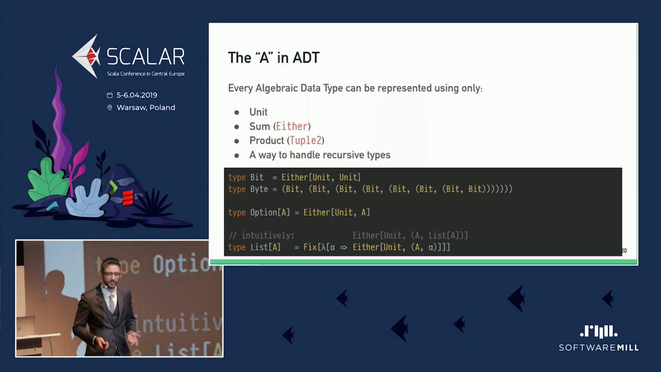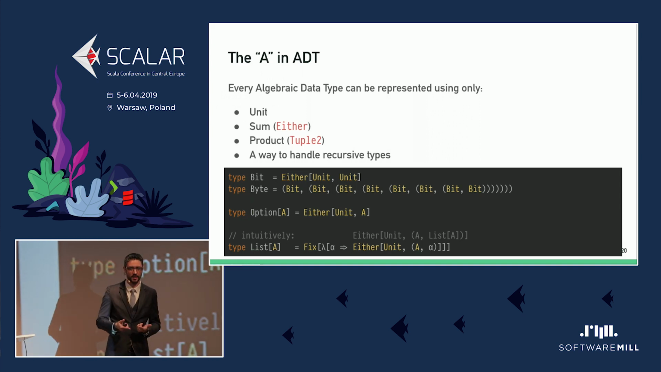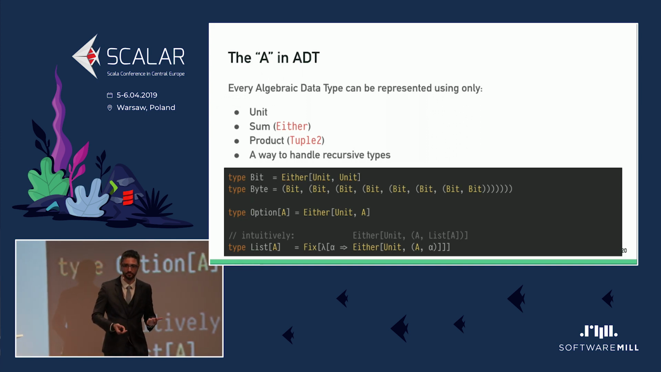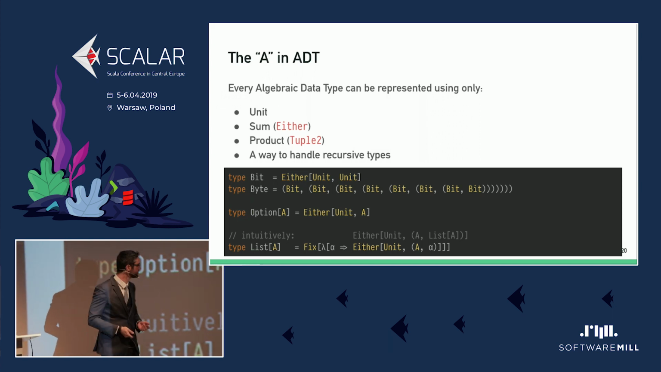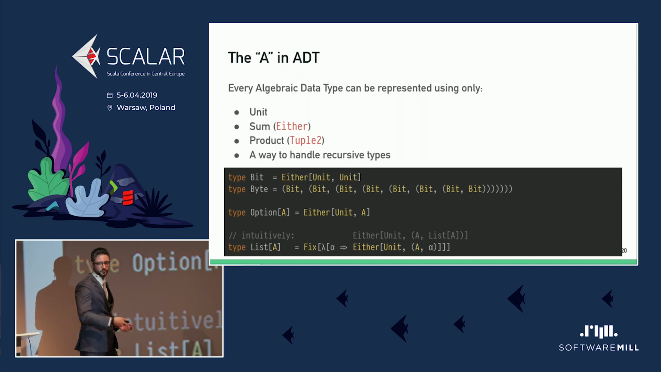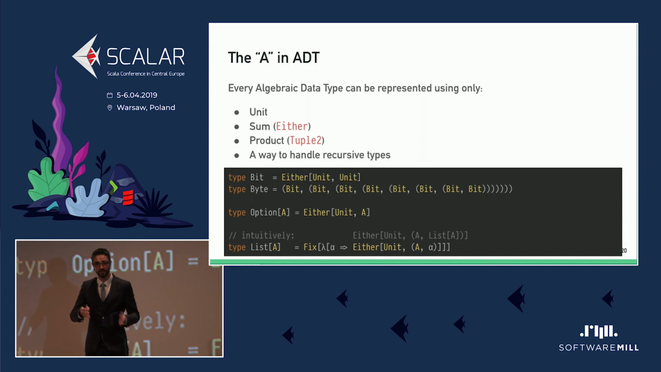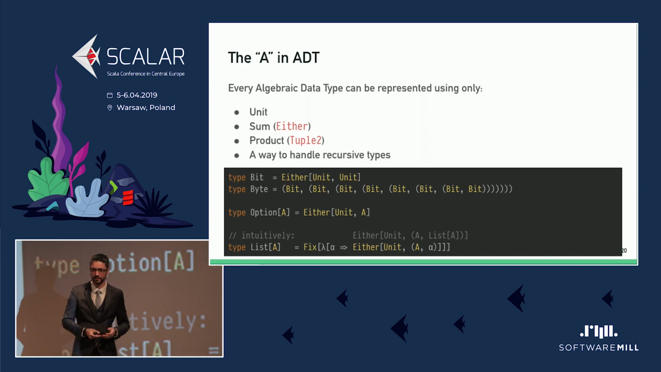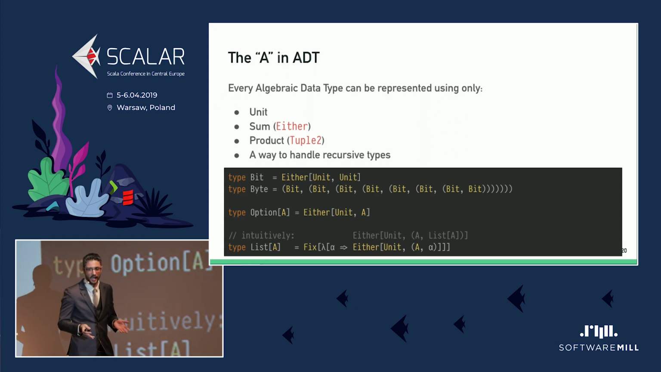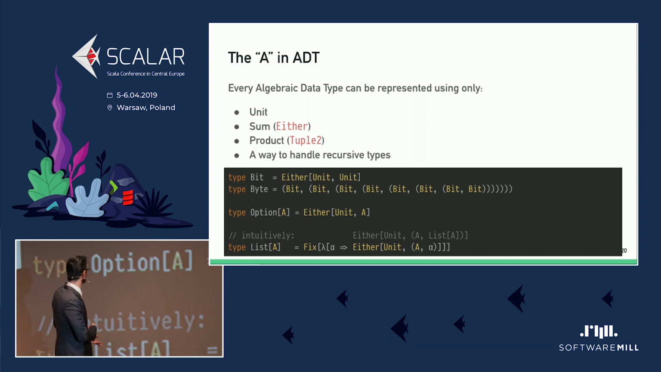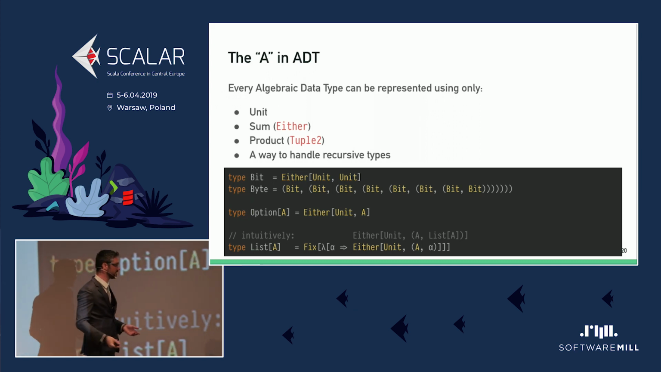So let's try and count. Either unit has 1 plus 1 inhabitants, that makes 2. That's as much as the bit type, so we're good to go. And if you do a product of 8 bits, you do 2 times 2 times 2 times 2, 8 times, which means 2 to the power of 8, and that's the same number of bytes we can come up with. And this goes on forever.